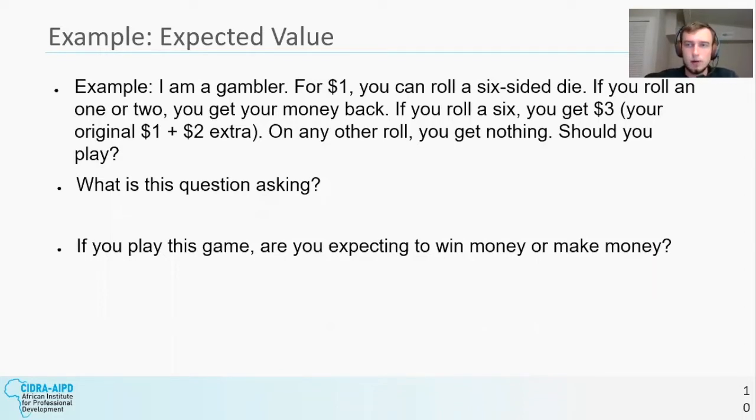So that's a word problem, right? So the first thing when we're looking at this is, all right, what are they actually asking me? So should you play? Do I think I'm going to win money or lose money? If I think I'm going to win money, yeah, I'll play. I'll play as long as I'm allowed to. If I think I'm going to lose money, yeah, maybe not. That's a bad idea. So what we want is to figure out the expected value of how much money we're going to get playing this game.